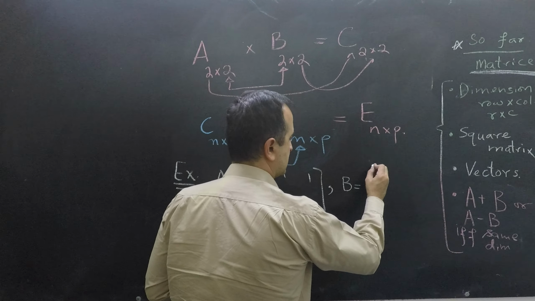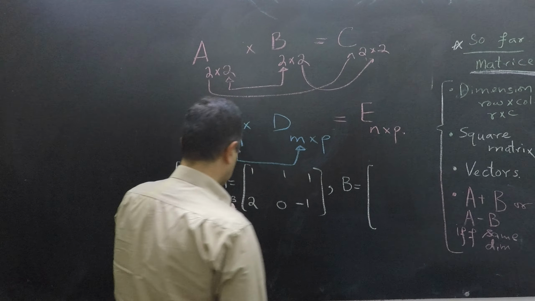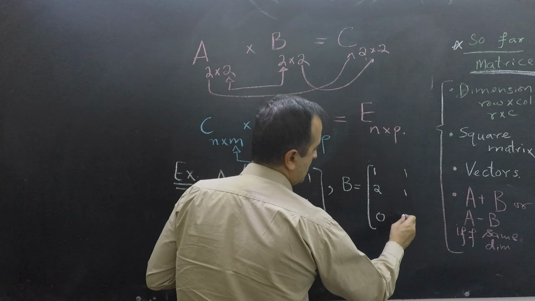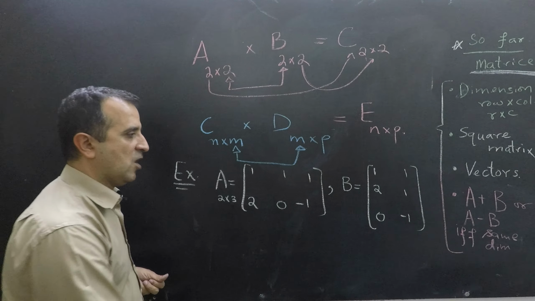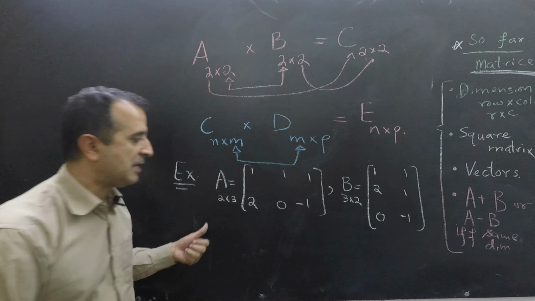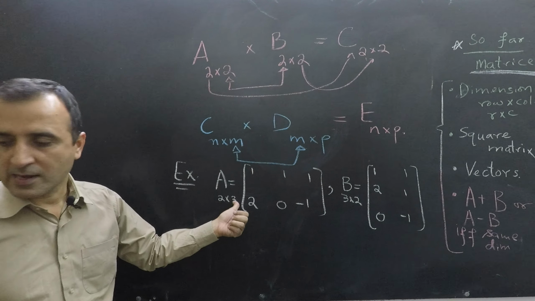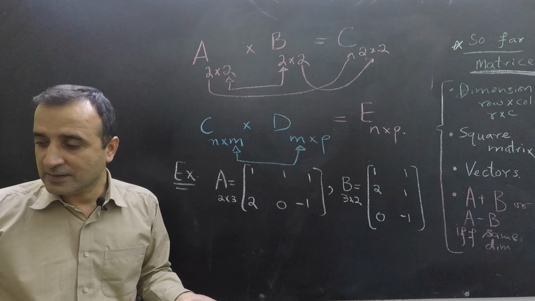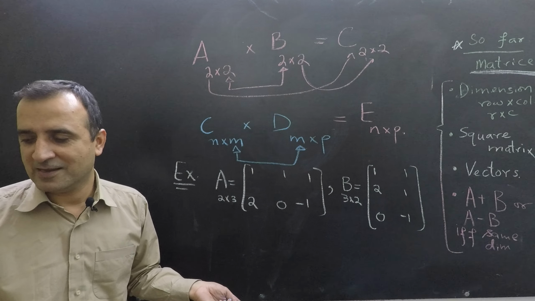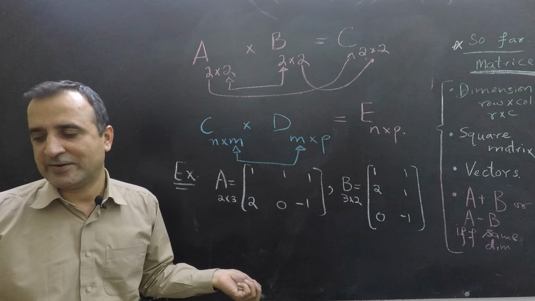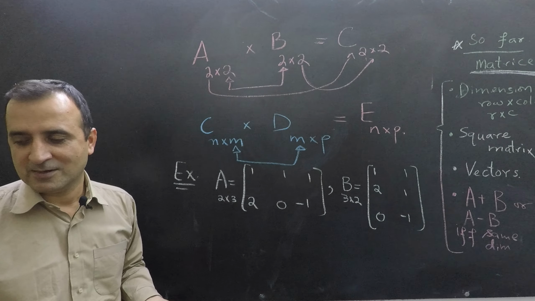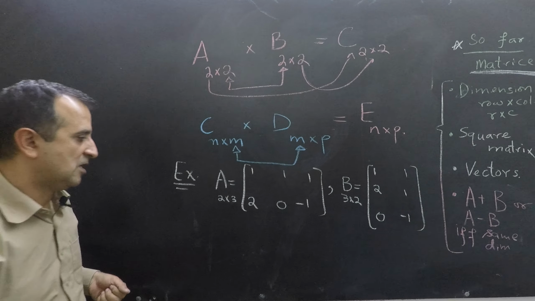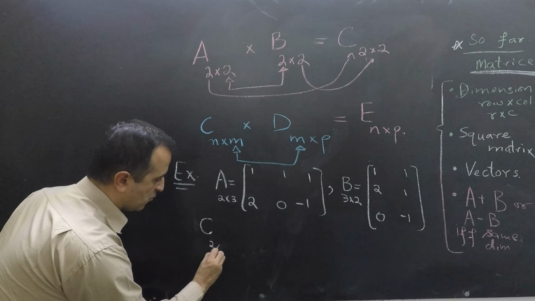And matrix B is this. It has 3 rows, so we have row number 1, 1, 1, and 2 columns: [1, 1], [2, 1], and [0, -1]. So this matrix has dimension 3 by 2. Obviously, we can multiply A with B because the columns of A are the same as the rows of B. And our result C after multiplication will be what kind of matrix? It will be 2 by 2, 2 rows and 2 columns. So it will be a square matrix. Our answer C will be 2 by 2, which is a square matrix.